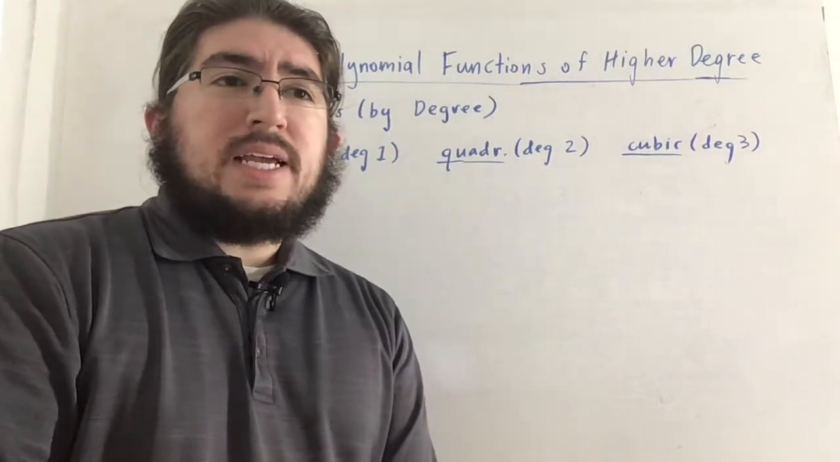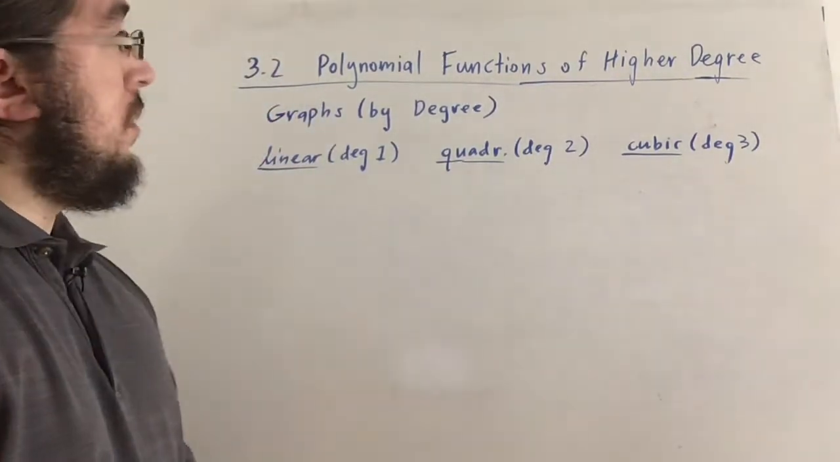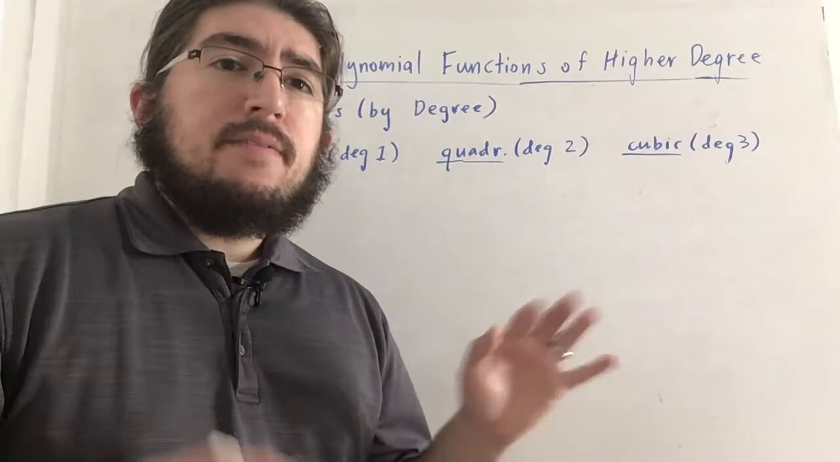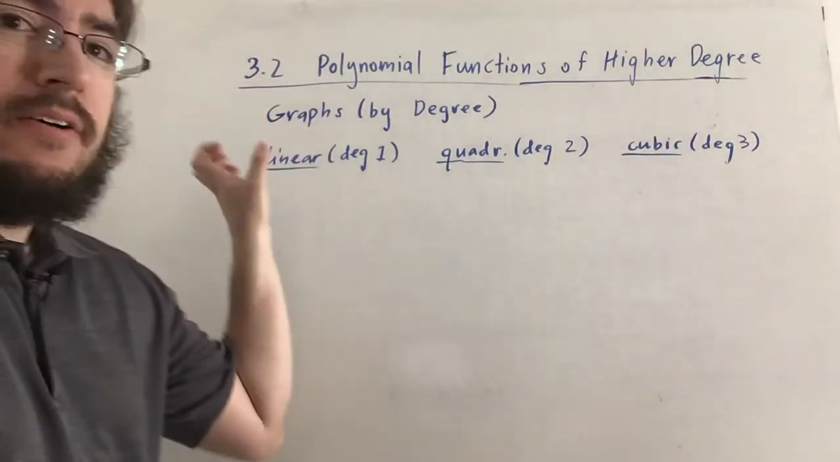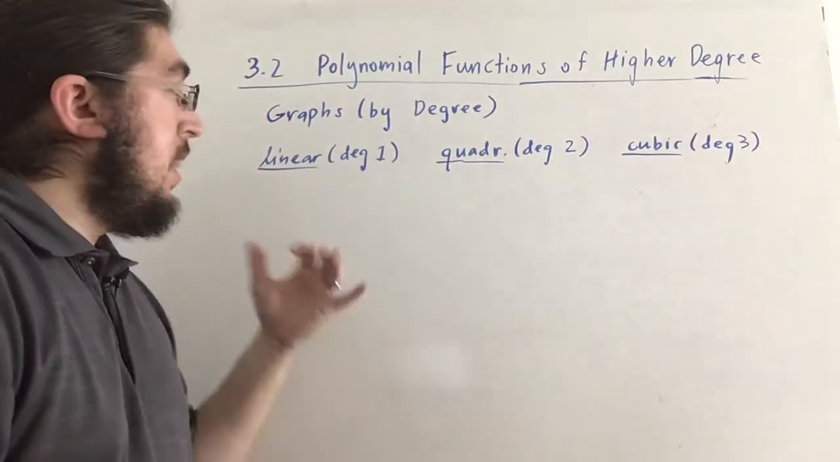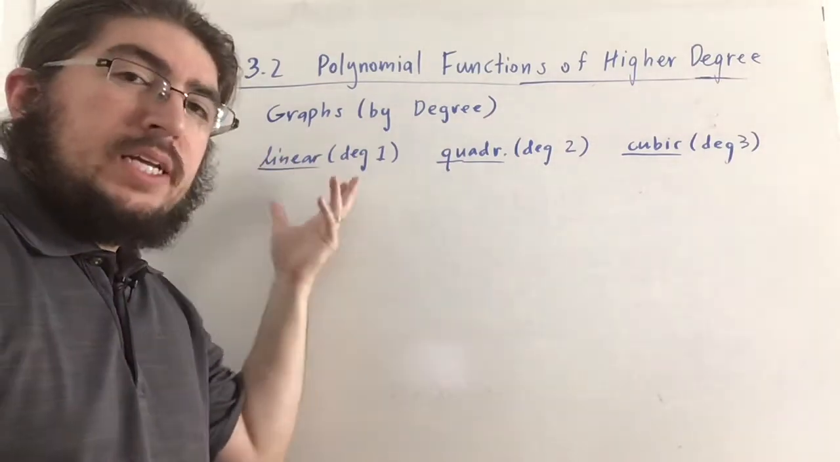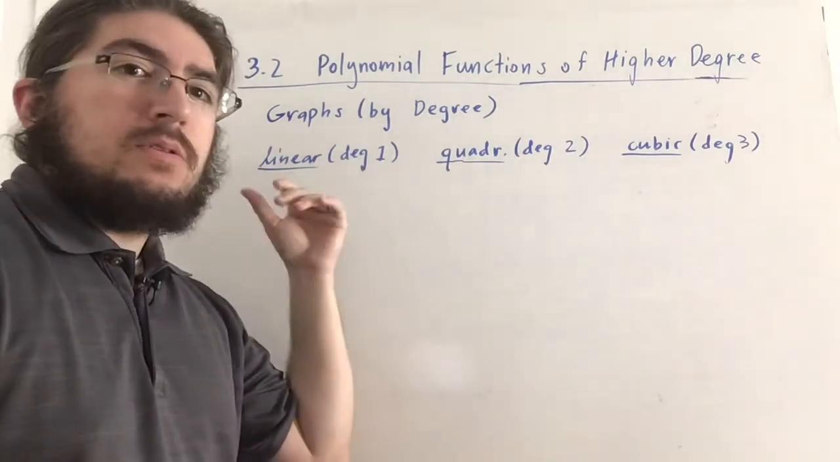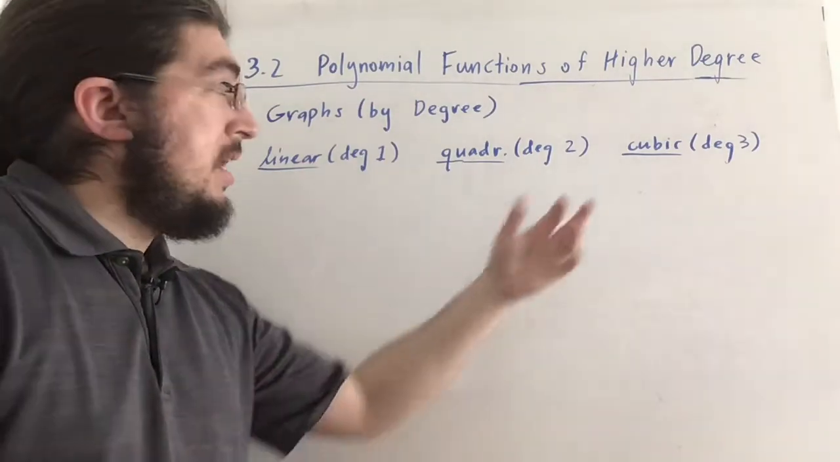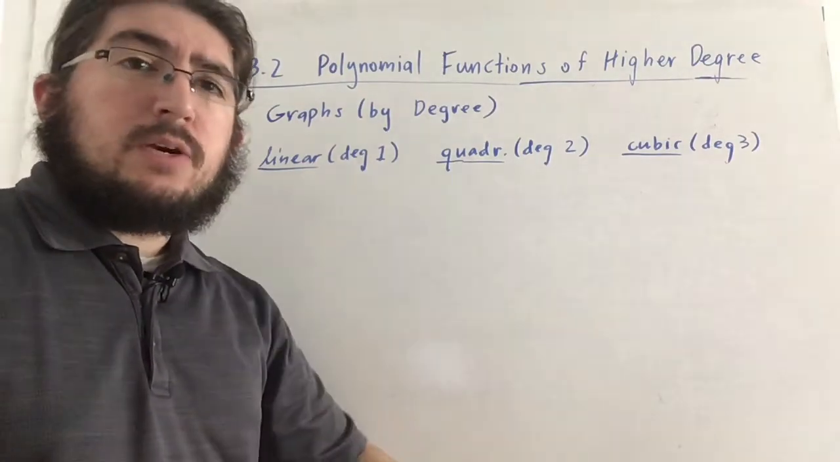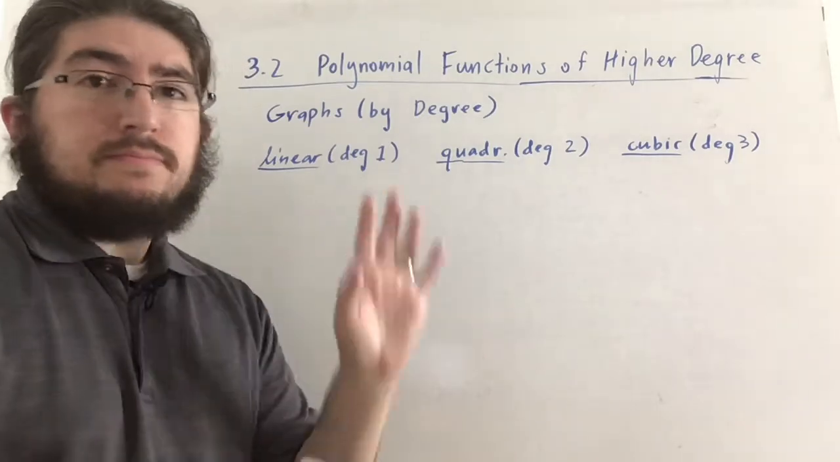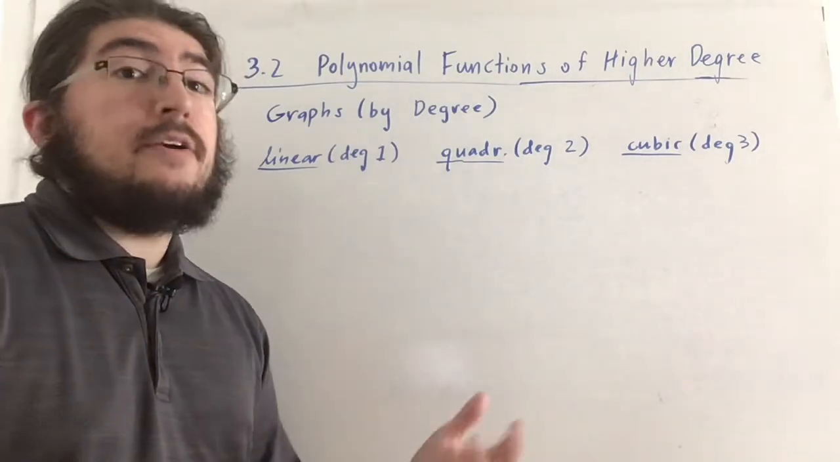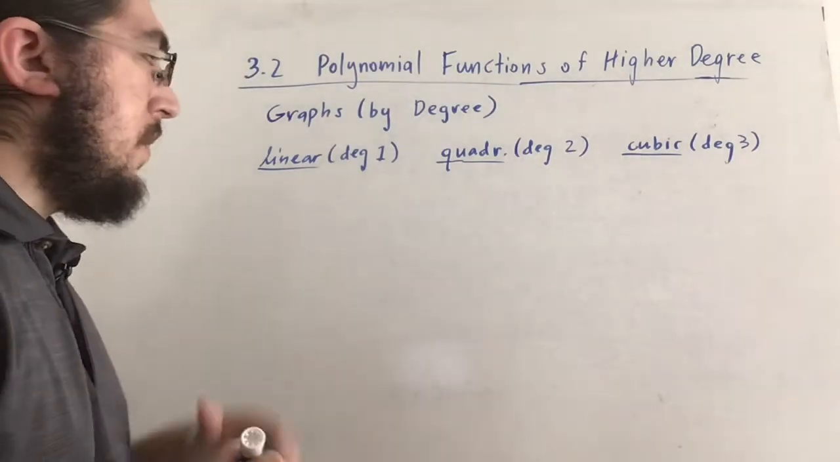Everyone. In this session we'll be taking a look at 3.2, which is polynomial functions of higher degree. First I want to start talking about the graphs of functions according to their degree. First off, we've seen graphs of linear functions, we've seen graphs of quadratic functions. These are both polynomials of degree 1 and degree 2 respectively. We'll take a look at cubics, which are degree 3, but then we'll also take a look at polynomials of even higher degree. But for right now, let's just talk about their graphs.